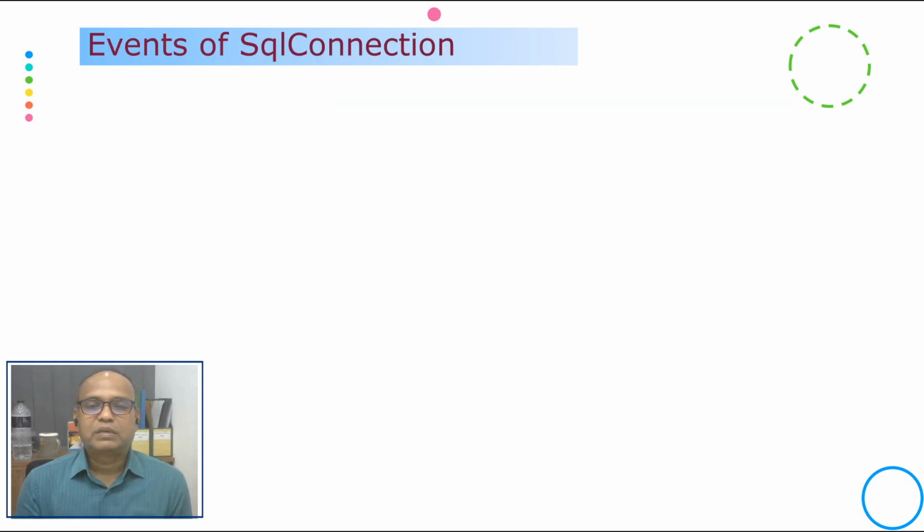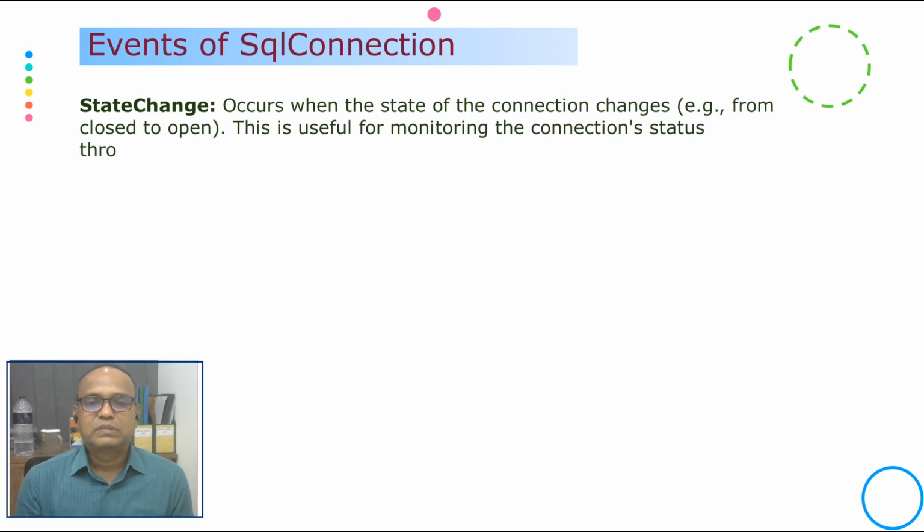Events of SqlConnection. The events of SqlConnection provide notifications about changes to the connection state, enabling better resource management and monitoring. StateChange occurs when the state of the connection changes, for example from closed to open. This is useful for monitoring the connection's status throughout its life cycle.